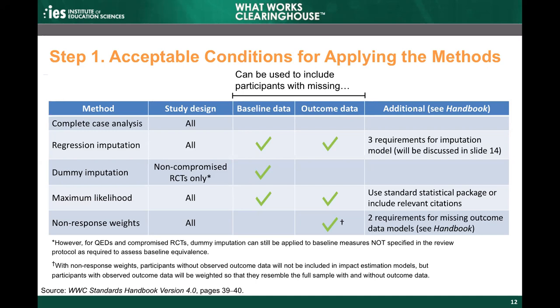So the purpose in putting this table together is really to hopefully provide a resource for folks to help them answer the question in step one, about whether the study uses an acceptable approach to address all missing data in the analytic sample. In the next few slides, I'm going to demonstrate how we would use this table to help us answer step one.